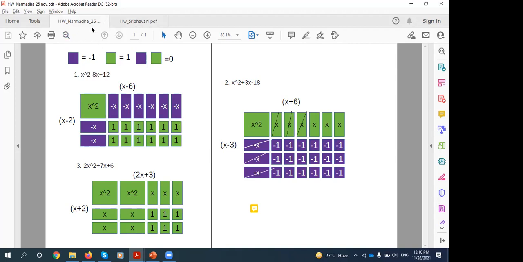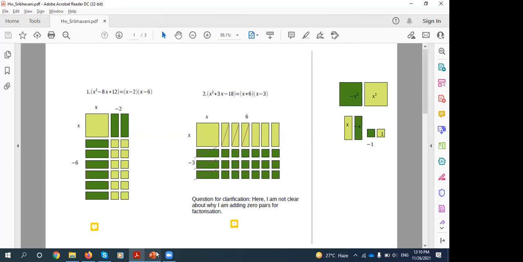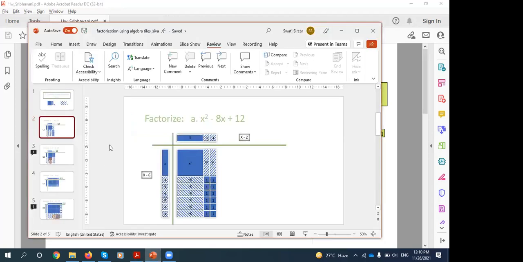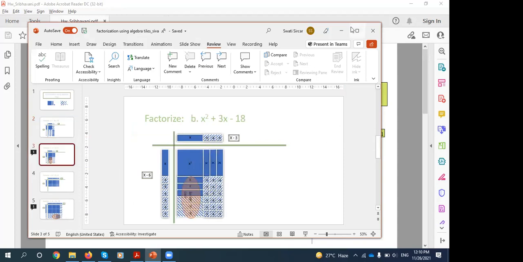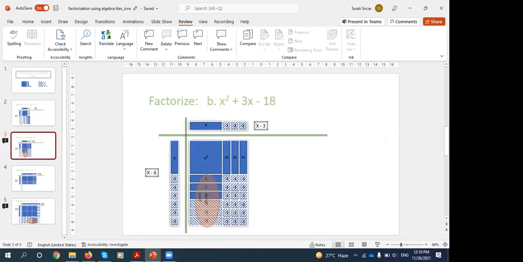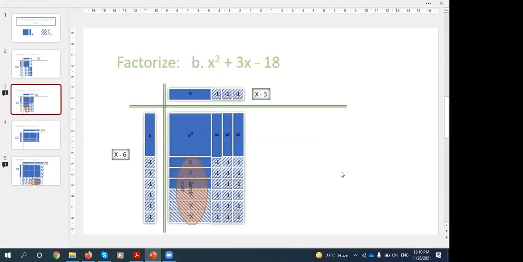Now, this one again, very, very clearly shown. In fact, the borders have been made, so it becomes extra clear what your factors are and how you are getting them. That part is very nicely done. However, do you think this one is correct? Can you identify the issue here, the problem here?